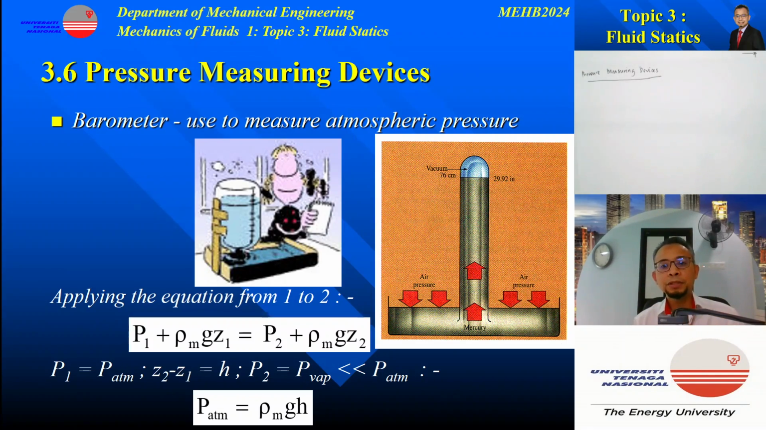The first pressure measuring device that we will look at is the barometer. Barometer is a simple device which is used to measure the atmospheric pressure. It just consists of a tube which is being put upside down in a liquid, and based on the height of the liquid columns, we can obtain the atmospheric pressure.